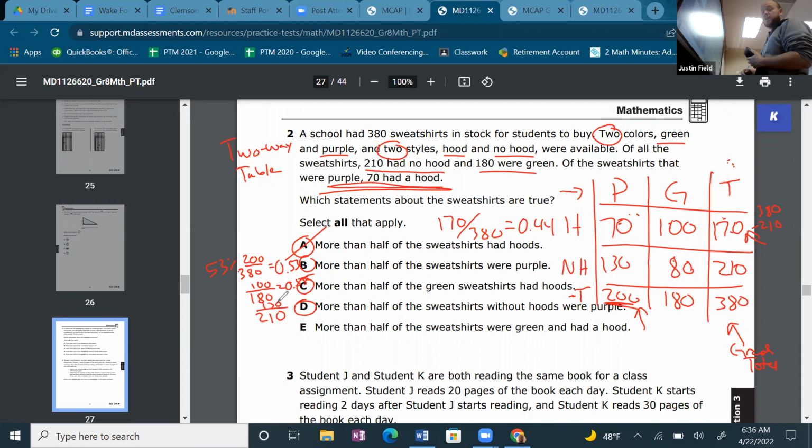Oh, how many sweatshirts were green and had a hood? Green with a hood is 100. But what's that out of? That's out of the whole thing. Well, that's not more than half. That's no. So B, C, D. So let's check that one. Make sure. That was good.